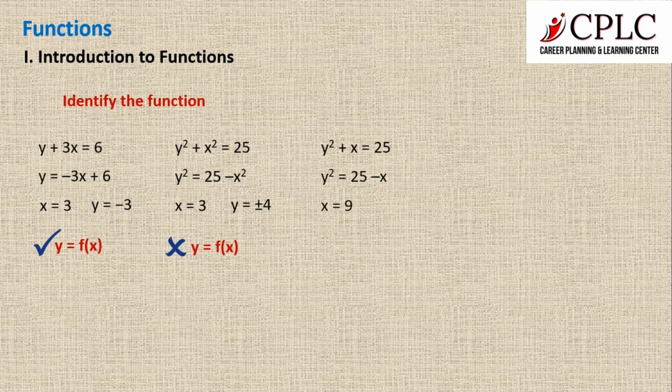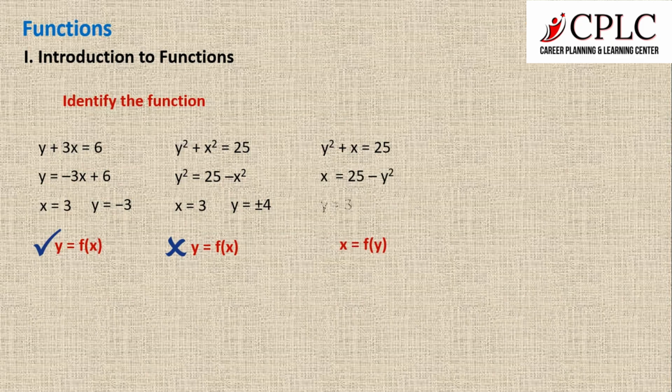Same thing is happening for the third one. For one value of input x is equal to 9, you are getting two values of output, plus and minus 4. It is not a function. So y is not a function. But if you look at it from the other perspective, from y's perspective, you will realize it is a function. From x's perspective, x is a function of y.